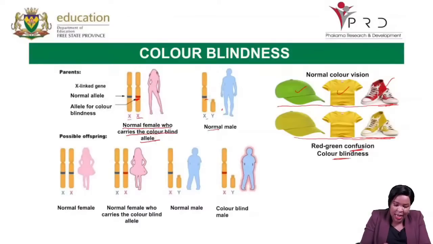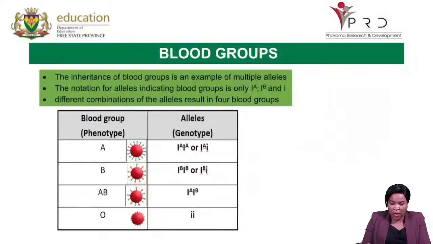So this female can give birth to a daughter who is a normal female who carries this color blindness allele, because she has another X to mask this one. And then she can also give birth to a male who is colorblind. So if this lands on a boy child, then the boy child can end up being colorblind.